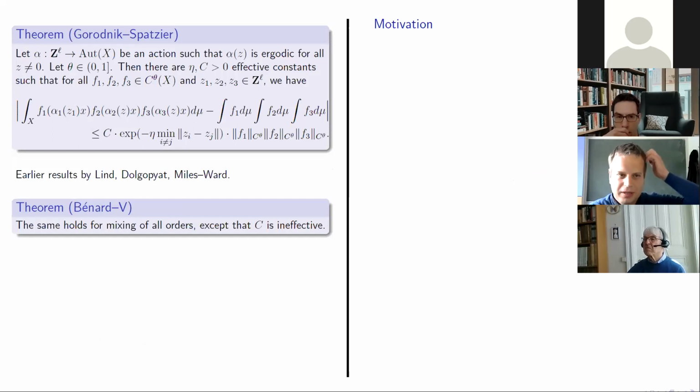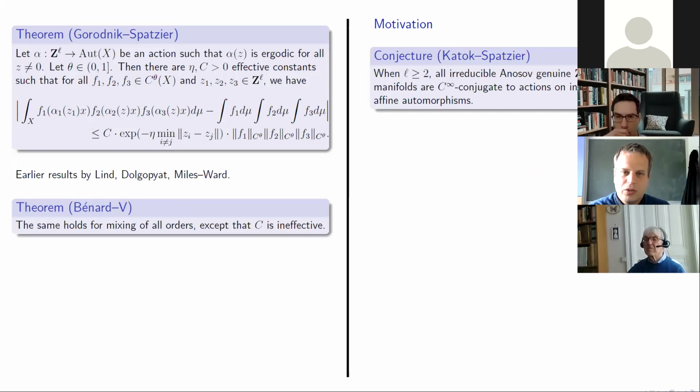Okay, so why do we care about this? There is a conjecture by Katok and Spatzier which says the following: if you take some l which is at least 2, and you take a genuine Z^l action on a compact manifold, which is Anosov, then this will be C infinity conjugate to an action on infranil manifolds by affine automorphisms.